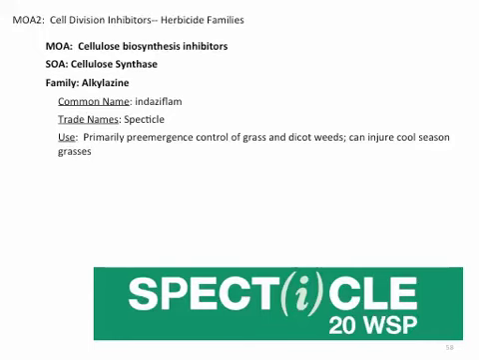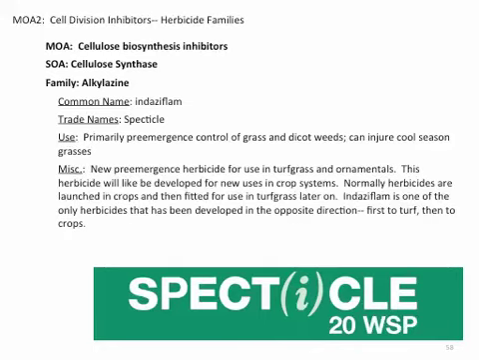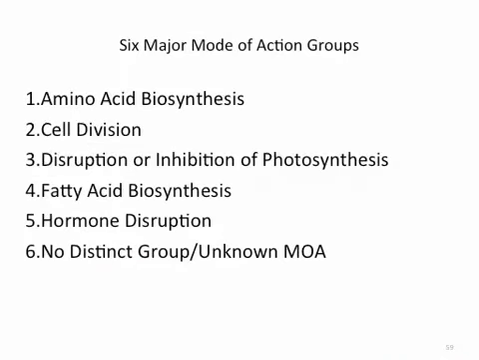It's a turfgrass herbicide right now. Ornamental uses are coming in the future, but right now it is a pre-emergent herbicide for turfgrass use. Okay, and a miscellaneous comment here: new pre-emergent herbicide for use in turfgrass and ornamentals. This herbicide will likely be developed for use in crop systems. Normally herbicides are launched in crops and then fitted for use in turfgrass later on. Indaziflam is one of the only herbicides that has been developed in the opposite direction, first to turf and then to crops.